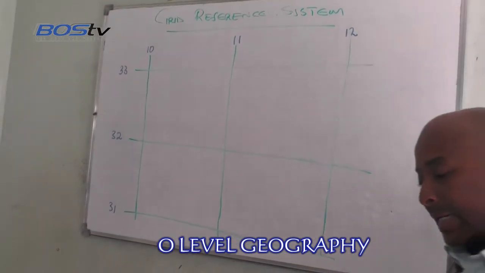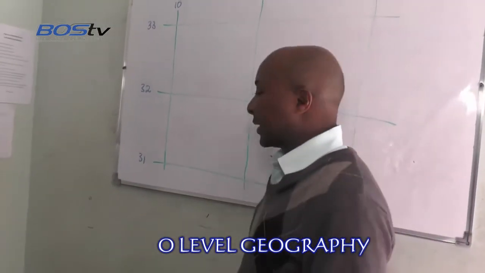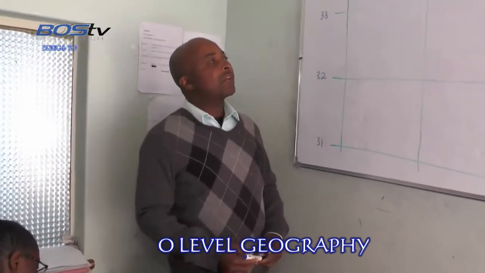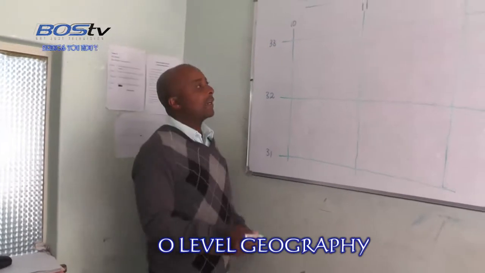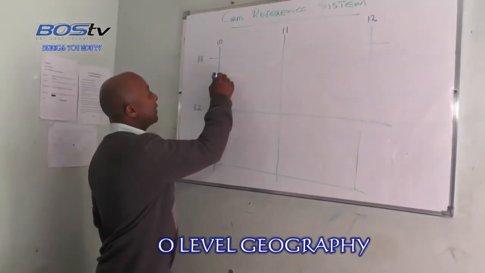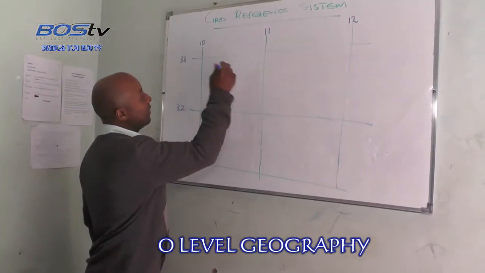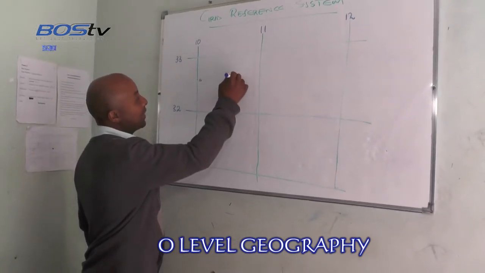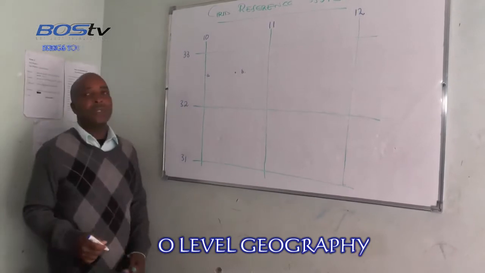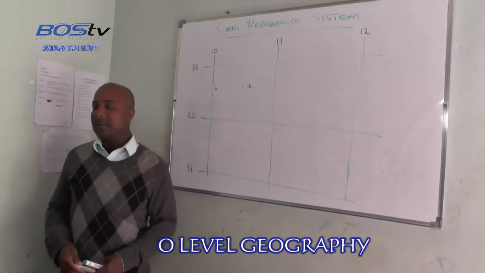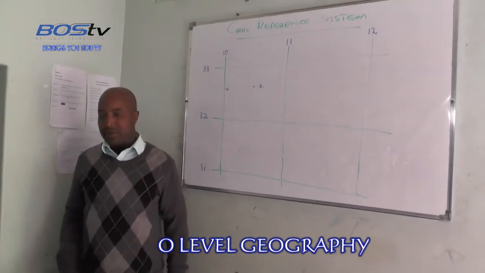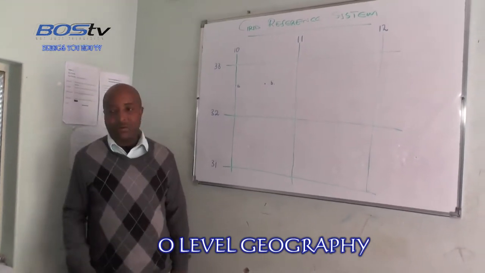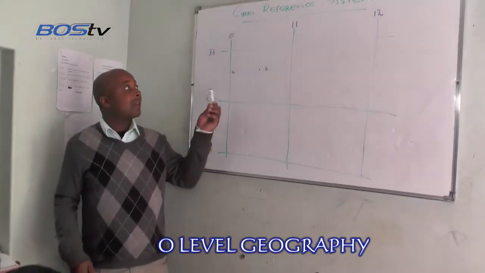Are we done? Right. Our starting point is going to be a recap of the 4-figure grid reference. I'm going to put some points on that grid. That one is point A. That one is point B, isn't it? Also, make sure that you are putting the points on your grid, just like I've done there.